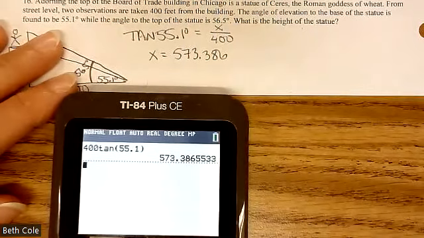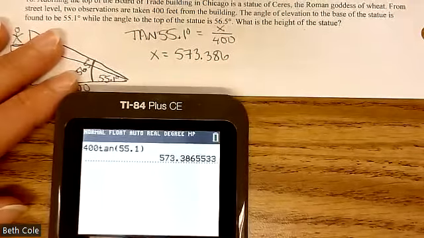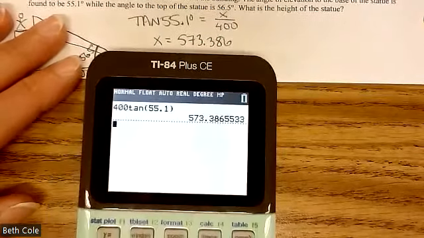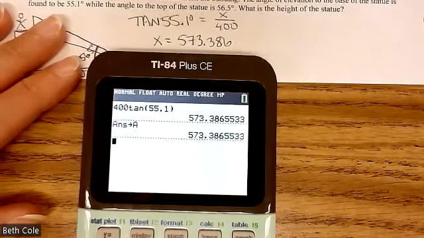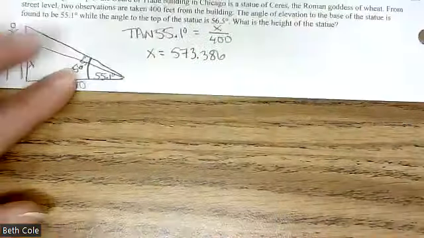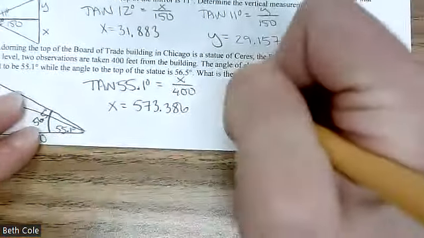Hurry, capture it before it gets away. Quick, get it. I try to be silly so everyone remembers to store it. How do you store it? Store alpha A, enter, or whatever letter of the alphabet you want to use, but I just always go with A. All right, we captured that. I don't need that anymore. Now we're going to do the other one.